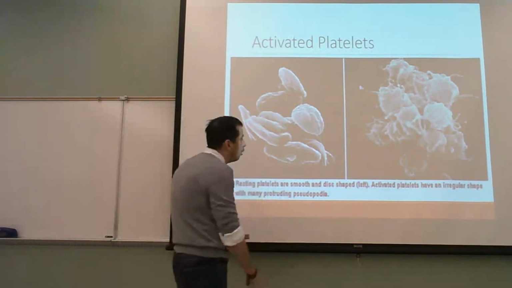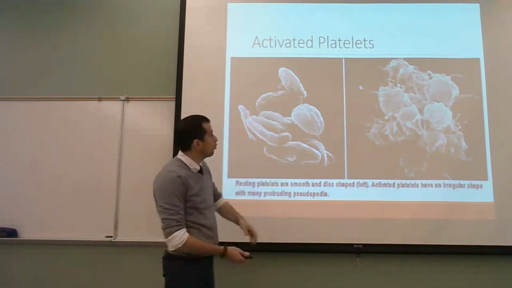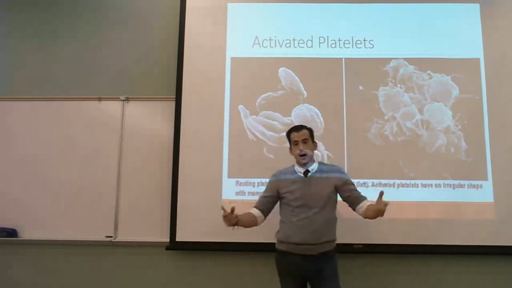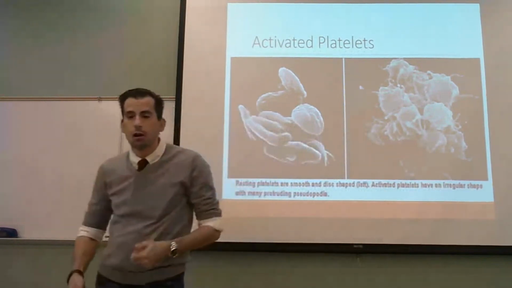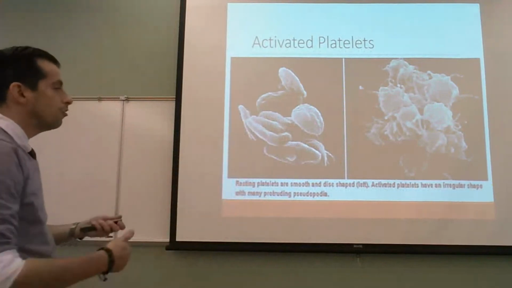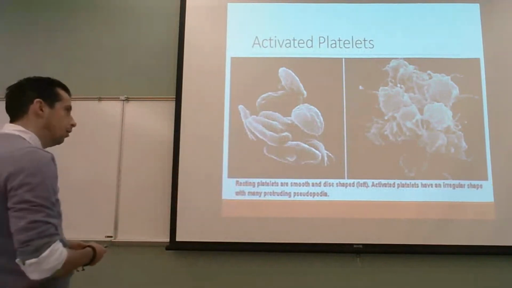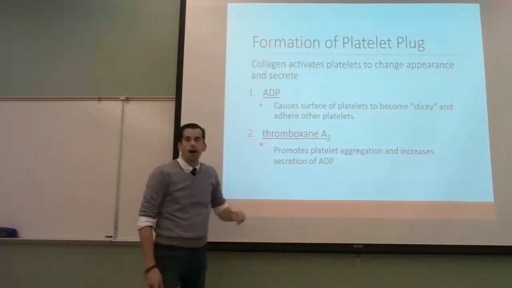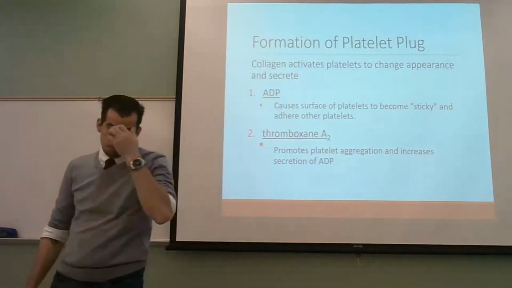Not only will it adhere to your clothes, or Velcro will adhere to other pieces of Velcro, if you get the surfaces of these platelets to take on that appearance, they will start sticking to each other. This is the activated form of those platelets. This is the sticky characteristic of those platelets. ADP drives that appearance change.